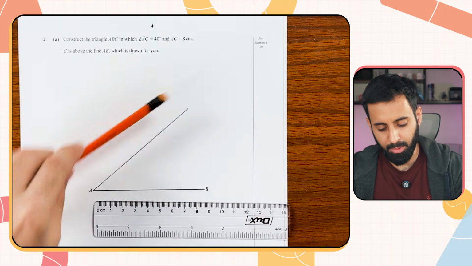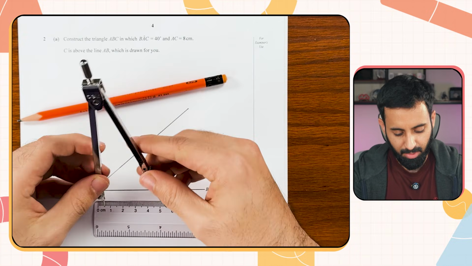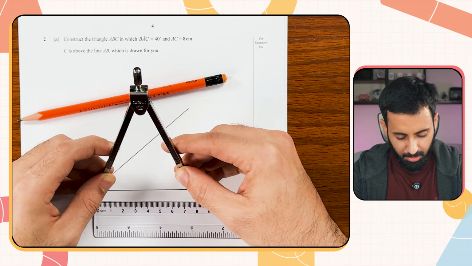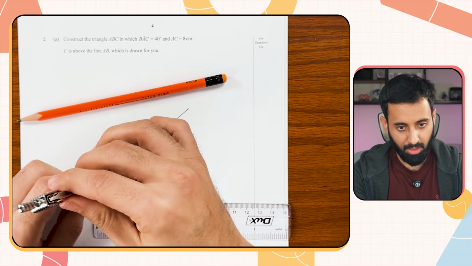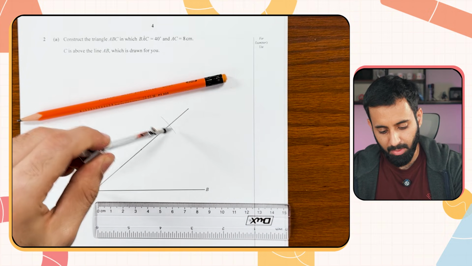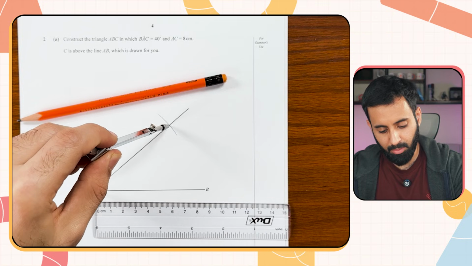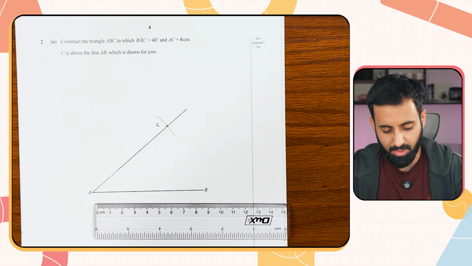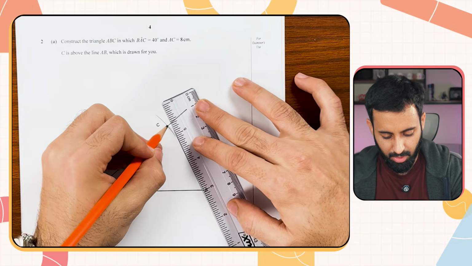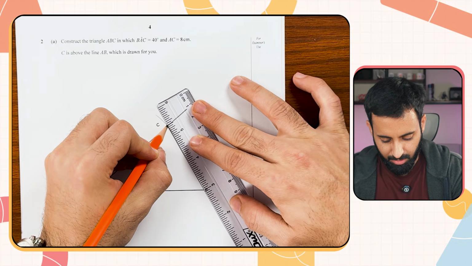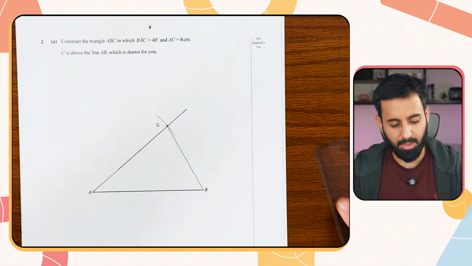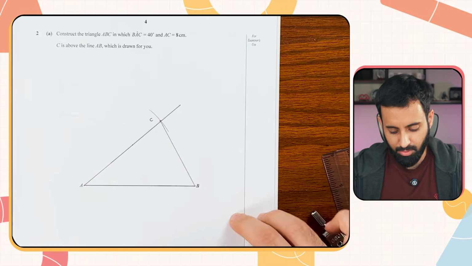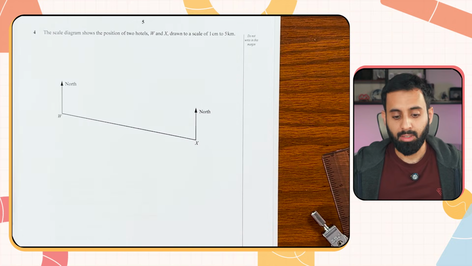So instead, what I would do is first just make a line of random length, and then I will use my compass, open it to 8 centimeters, keep it at point A, make an arc, and now automatically I know that the point where the arc cuts the line is 8 centimeters. So this is where point C must be, and now you can go ahead and complete the triangle, and you get 2 easy marks, right? So that's that. Let's move on and solve the final question.